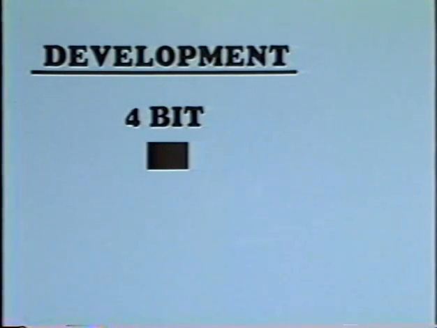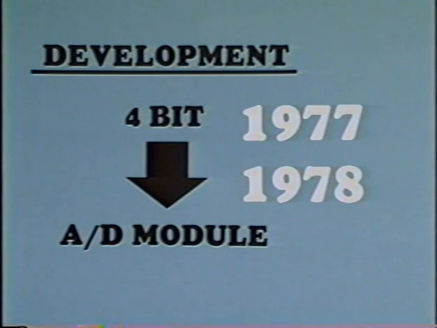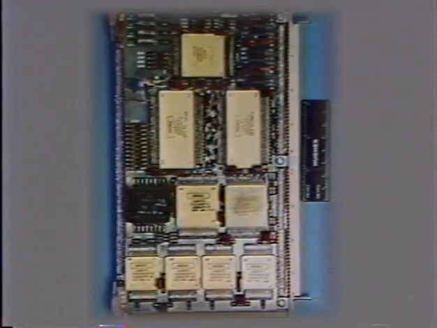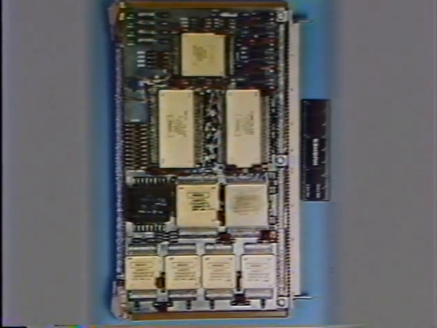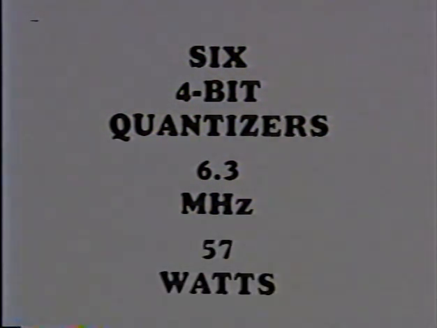The development of the 4-bit quantizer chip led to the design of the F-18 analog to digital converter module during 1977 and 1978. Using 9 hybrids, the module could simultaneously sample 4 video channels and encode each to 12-bit resolution. The 3-pass architecture used 6 4-bit quantizers, operated at approximately a 6.3 megahertz conversion rate, and dissipated 57 watts.